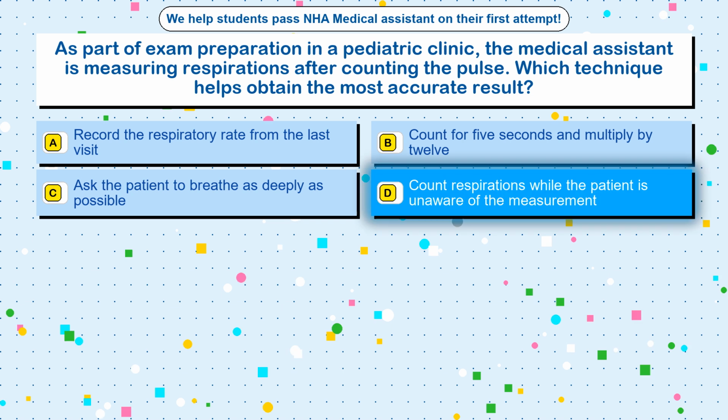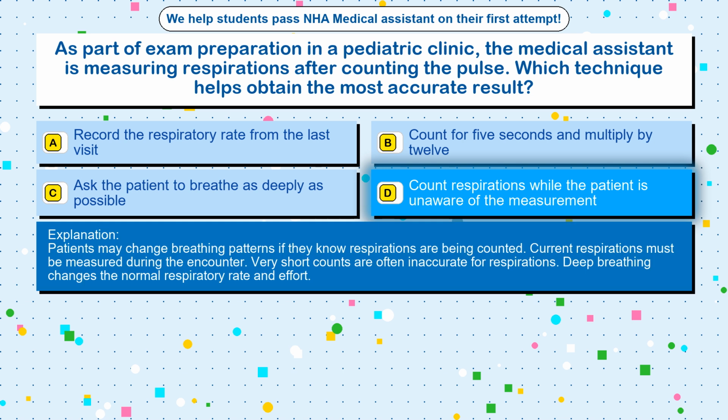The correct answer is option D. Count respirations while the patient is unaware of the measurement. Patients may change breathing patterns if they know respirations are being counted. Current respirations must be measured during the encounter. Very short counts are often inaccurate for respirations. Deep breathing changes the normal respiratory rate and effort.